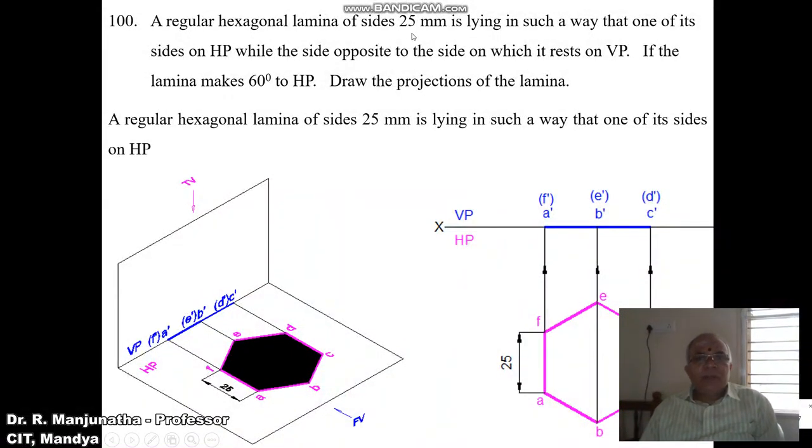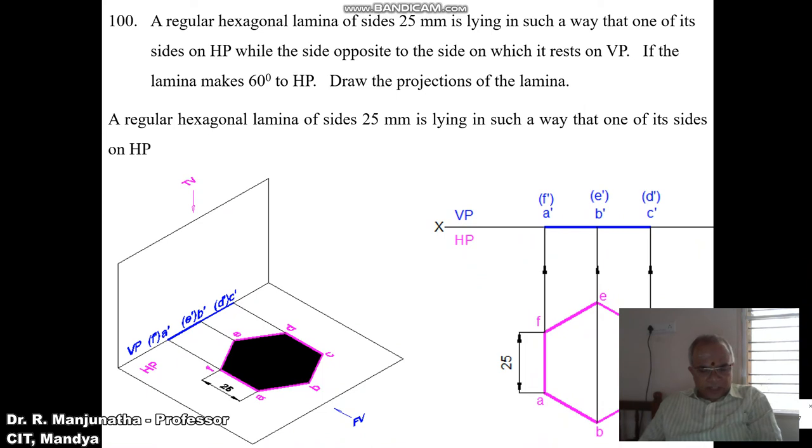A regular hexagonal lamina of sides 25 mm is lying in such a way that one of its sides is on HP, while the side opposite to the side on which it rests is on VP. If the lamina makes 60 degrees to HP, draw the projections of the lamina. So here he says it is resting on one of its sides on HP. The side resting on HP is to be perpendicular to VP, and also it says the lamina makes 60 degrees to HP. So that means he has given the surface inclination with respect to HP.